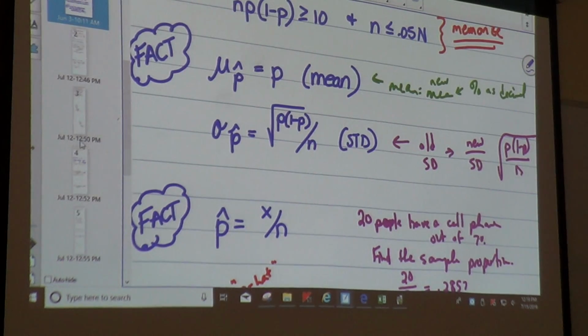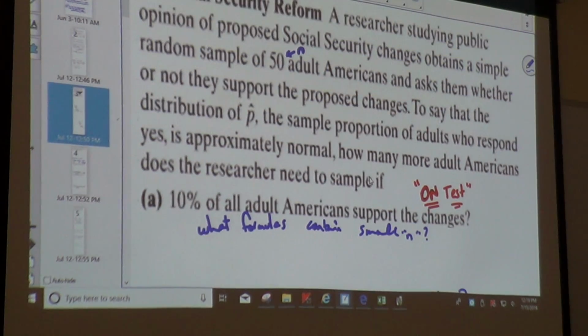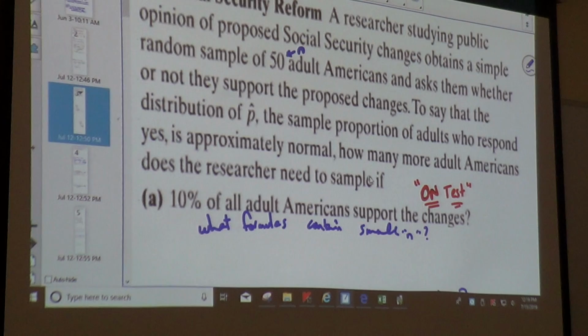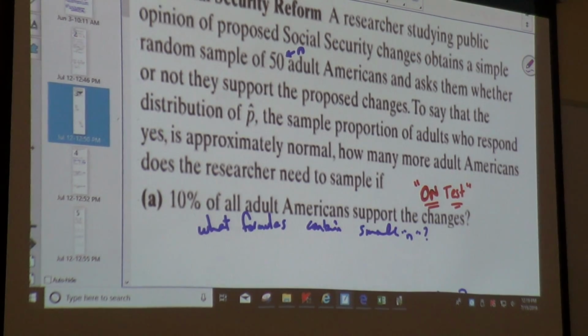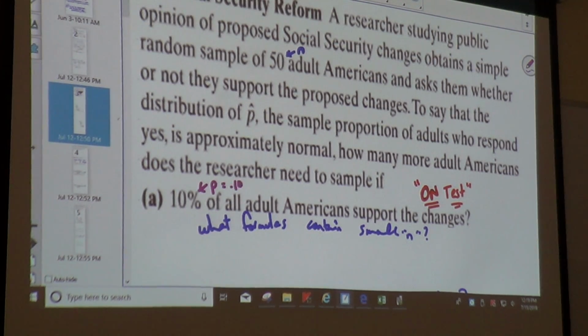Do we know the p? Let's go back and look. Do you know the p? What is my p? This is my p. My p is going to be 0.1. So we know p and we know small n.